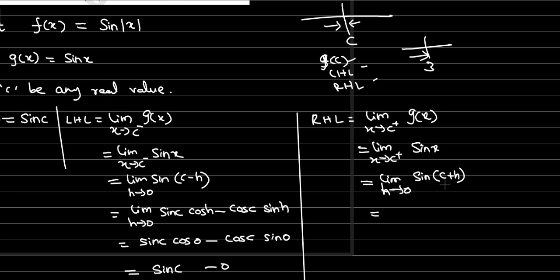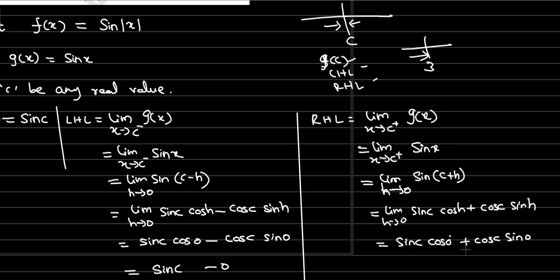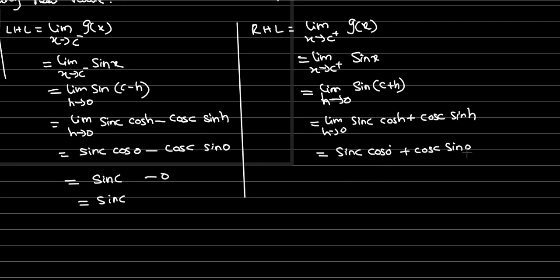Now using the sine of x plus y formula, I'm going to expand this. The limit as h approaches 0 of sin c cos h plus cos c sin h. Now applying the limit, sin c cos 0 plus cos c sin 0. Sin 0 value is 0, so the complete second term becomes 0. Cos 0 value is 1, and 1 times sin c is sin c. So the right hand limit result is sin c.